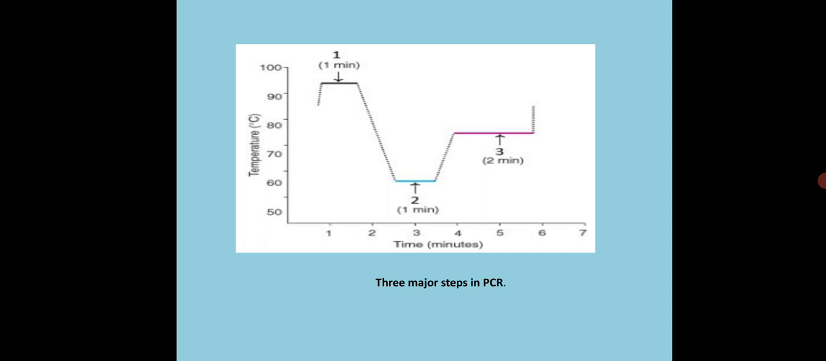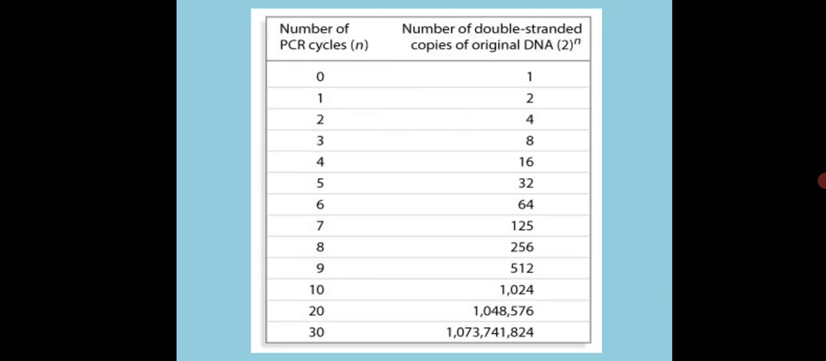So this is the illustration about the three steps. The first step, 1 minute. The second step, 1 minute. The third step happens in 2 minutes to amplify the target DNA. So as we already told, it is an automatic process. So at the end of the 30 PCR cycles, we get 1073741824 copies of target DNA.